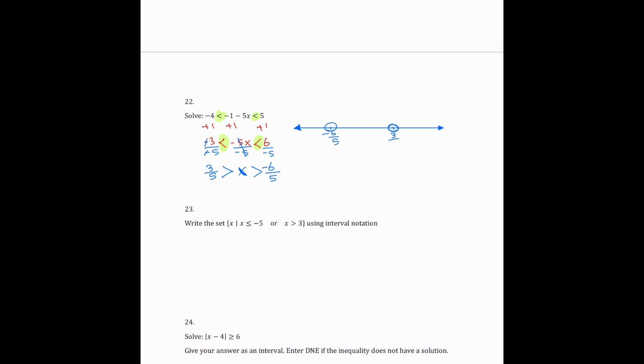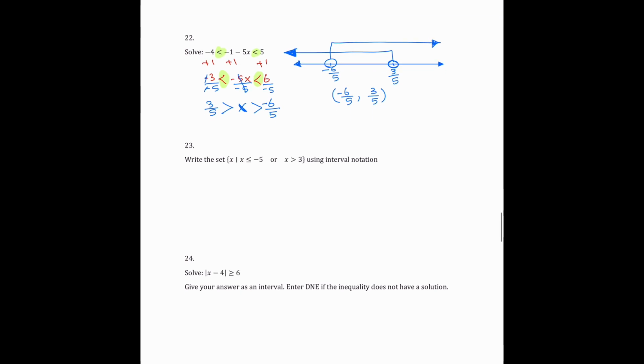X in this case is less than 3/5. So less than 3/5 is all of the numbers that go in this direction. And greater than -6/5, so this is all of the numbers that go in this direction. And that means the interval starts from -6/5 exclusive, and it goes all the way to 3/5 exclusive as well.